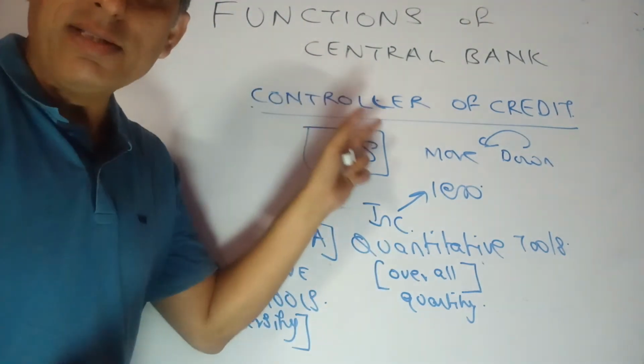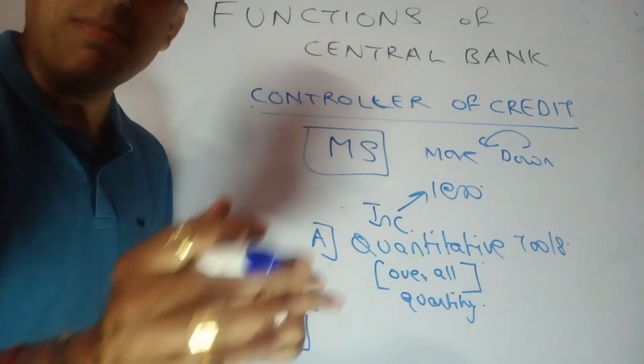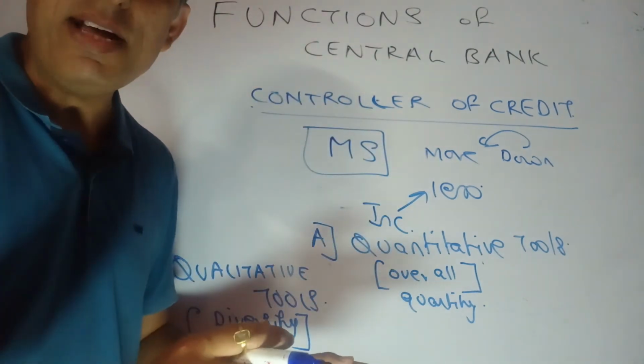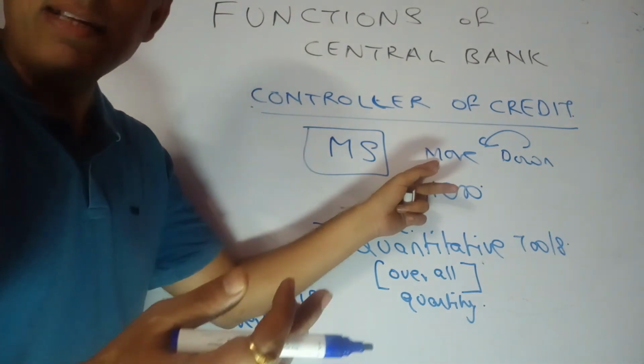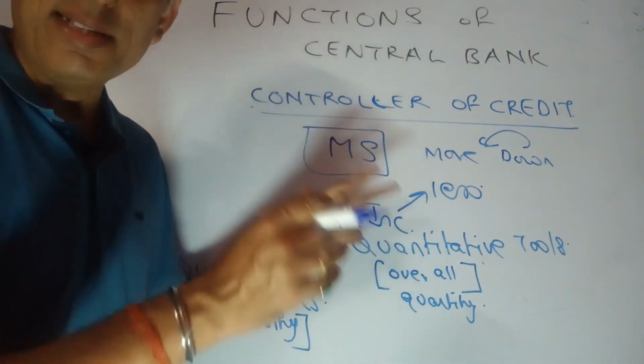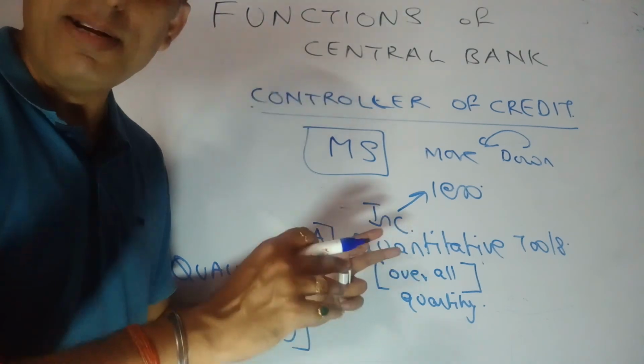In short, it is amongst the most important functions of how the money supply is regulated in the economy. As such, if it is more than required, then money supply will be reduced. If it is less than required, according to the requirement, it will be increased.